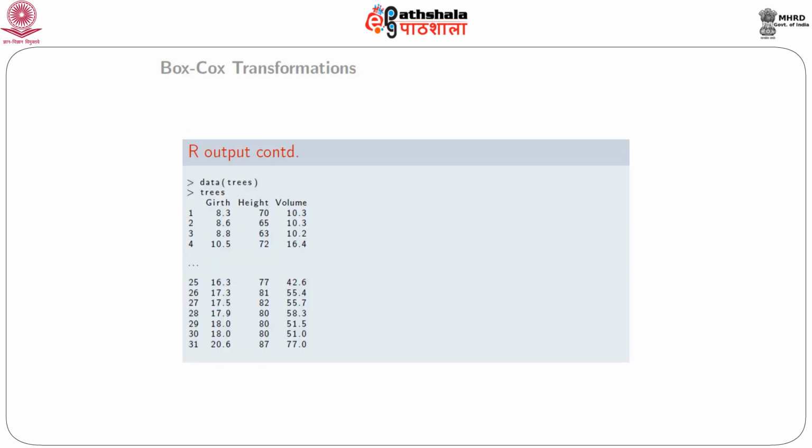So, here in the last couple of slides, I have demonstrated how we can use the Box-Cox transformation function in R to perform the Box-Cox transformation on a set of data. I have used the data set trees, which is an inbuilt data set in R. Here the three variables are girth, height and volume of trees. I wish to fit a model where the dependent variable is volume and the independent variables are girth and height.